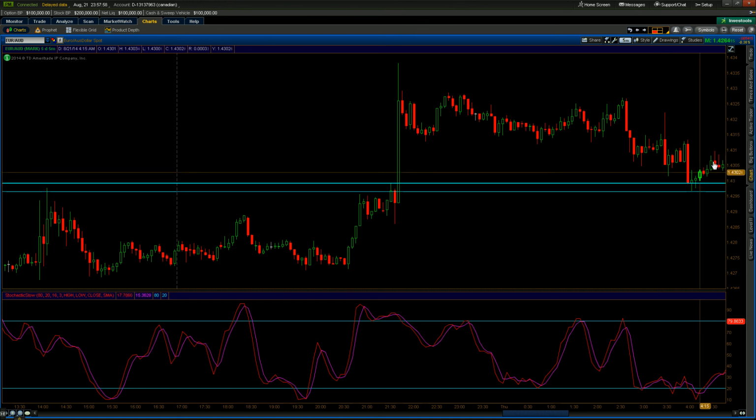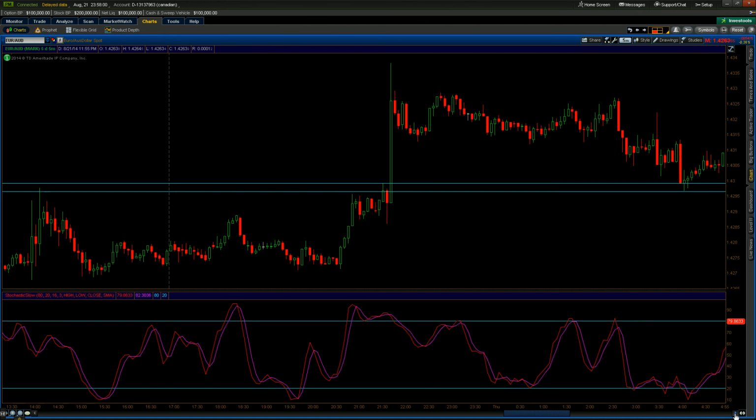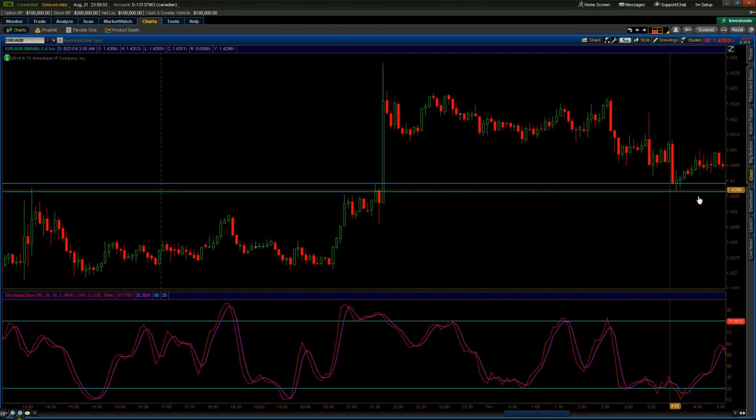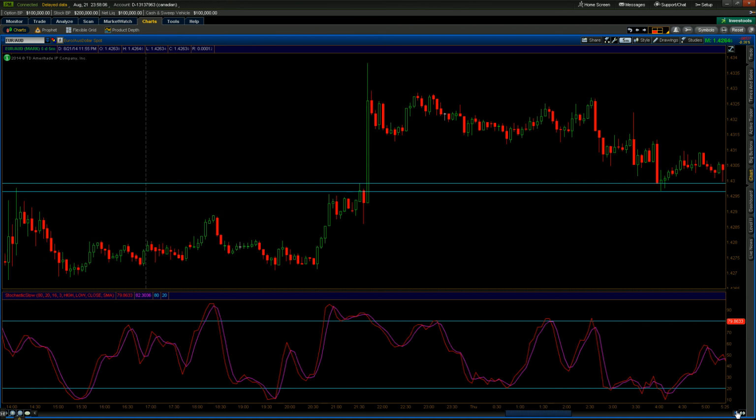So it goes down. Now you're not trading right now. You're waiting for it to break this. If it's a real downtrend, it'll break this. Okay, so it broke it.